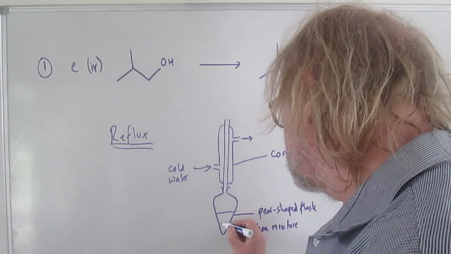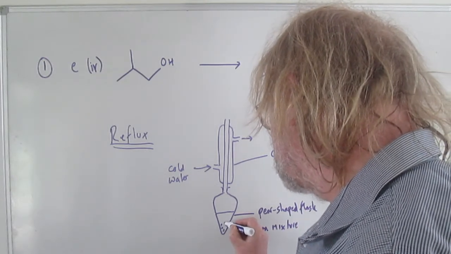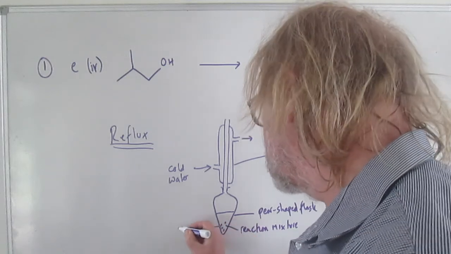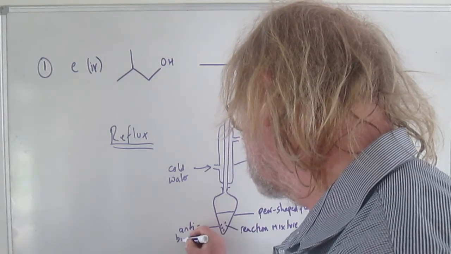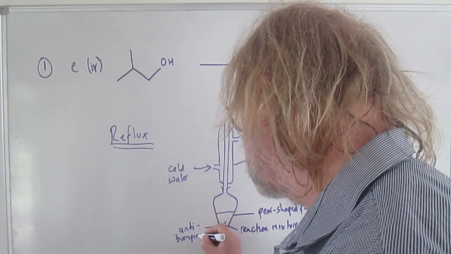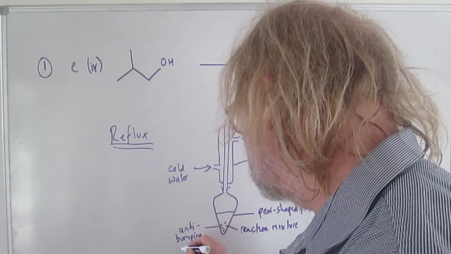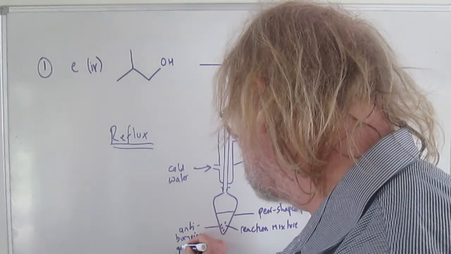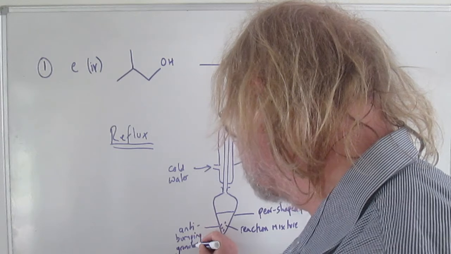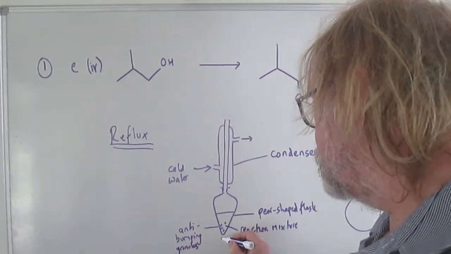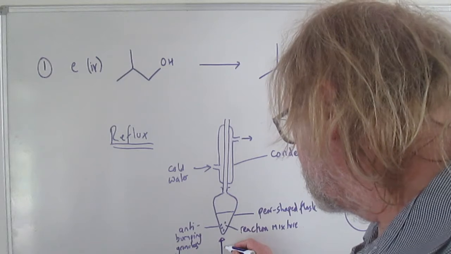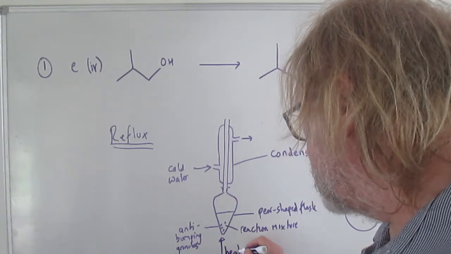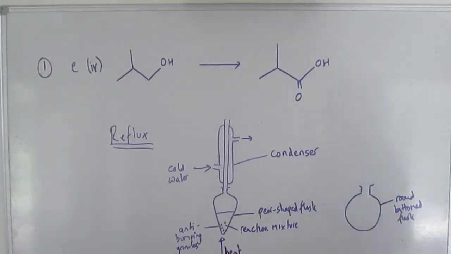It's a good idea to put some anti-bumping granules in, so you could just draw those. They just enable it to boil smoothly. Usually they don't require those in the mark scheme, but it's good practice, so put those in. And then you don't have to draw the Bunsen burner or clamps, but you do need to indicate that you heat it from below like that. Okay, so that's basically the sort of diagram you want.